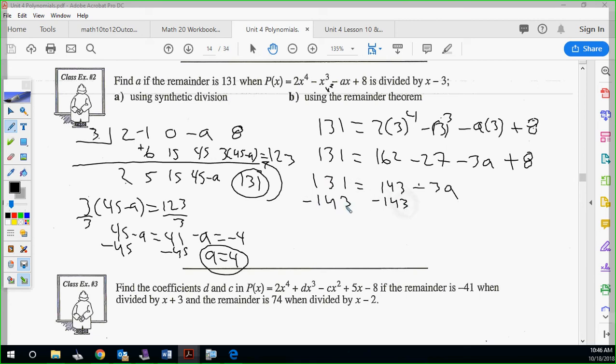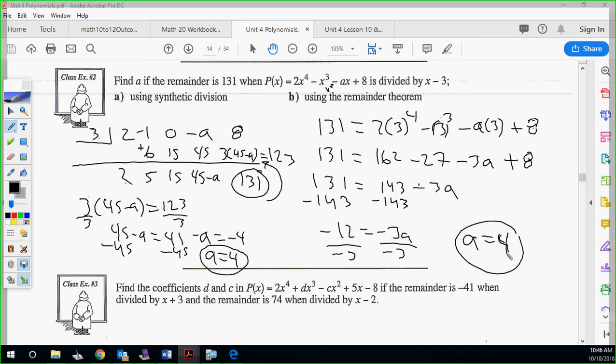Okay, that gets me a negative 12. So negative 12 equals negative 3a, and then we get that same 4 we just got. Okay? If I lost you in that last little piece there, I was just combining like terms. Okay, just put my constants together. Okay, any questions on that?